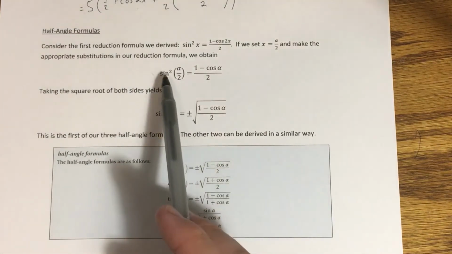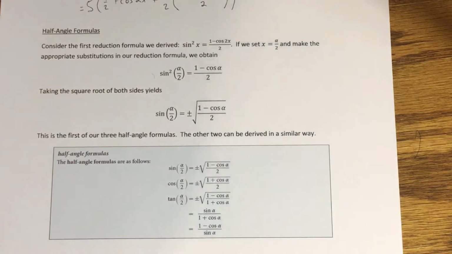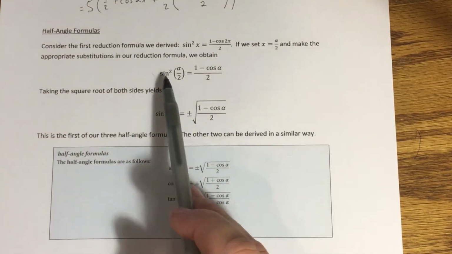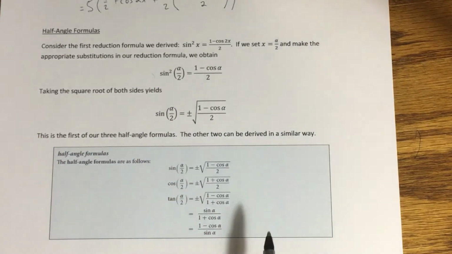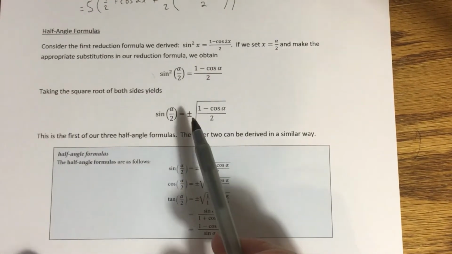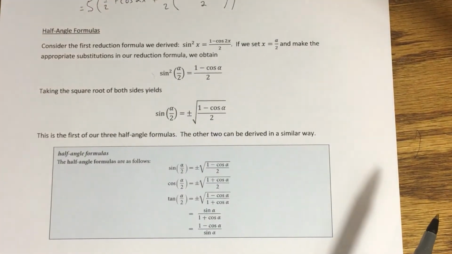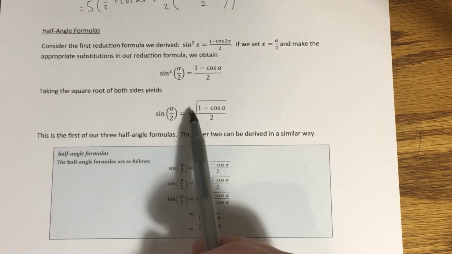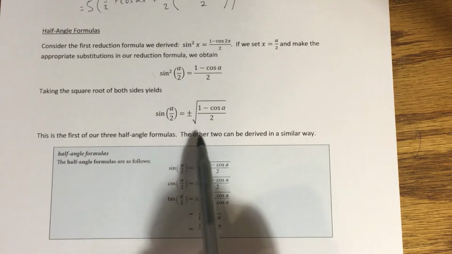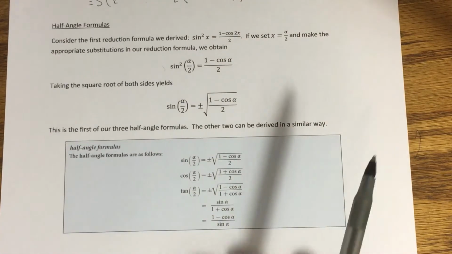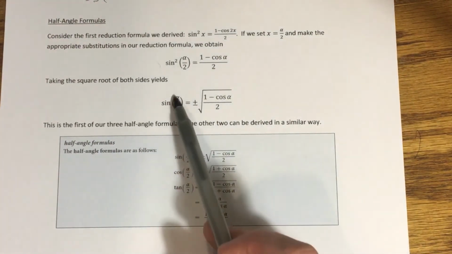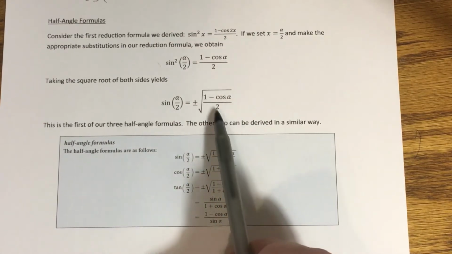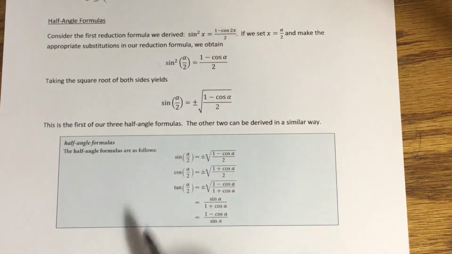Now, this is sine squared, so I really need to take a square root of both sides. So I'm just looking at a sine of alpha over 2 on the right-hand side. If I took a square root of both sides, it's really important to remember that anytime you take a square root of both sides of an equation, you're supposed to be putting this plus or minus here. But this gives me my half-angle formula for the sine function. Sine of alpha over 2 equals plus or minus the square root of 1 minus cosine alpha over 2.